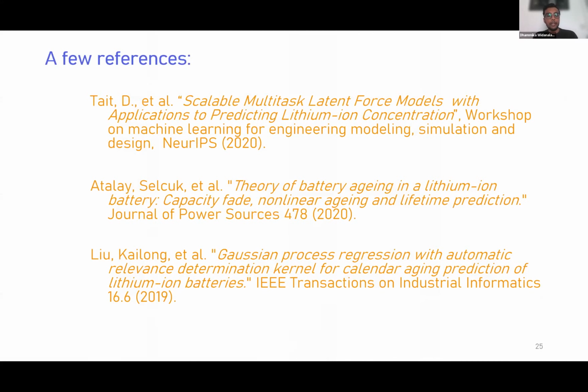There are some references as well on some of this work we've done on this latent source multitask model, pure physical-based models for aging prediction, and purely data-driven models as well in the last paper. So I thought I'll include some of that for your interest.